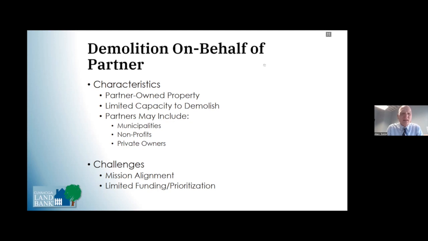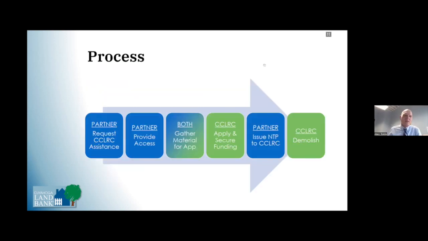The challenges are really about mission alignment. We want to make sure that these funds are being deployed equitably and in alignment with our mission, which I started this presentation with. So we need to make sure that we are allocating this limited funding appropriately. We need to make sure that we're prioritizing to make sure that the community needs are being met. The process for this, once again, blue is the partner and green is the land bank.